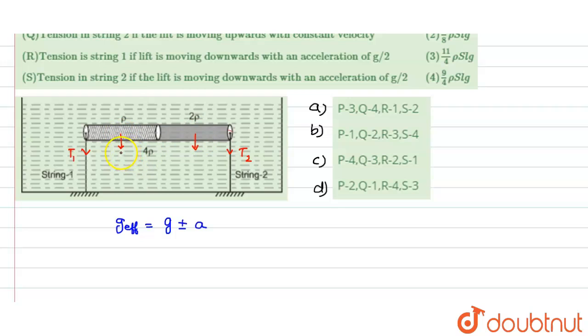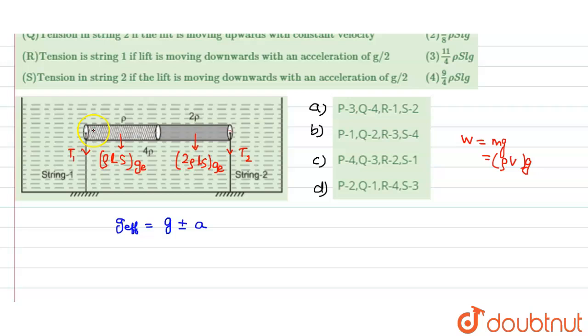What is the weight? Weight is equal to m into g, and mass is density into volume. For this rod, the density is rho, and the volume is the length L multiplied by the area S, multiplied by g, where this g is g effective, which we denote as ge. In the second case, the density is 2 rho, so it would be 2 rho into length L, the same, with cross-section area S, multiplied by g effective.